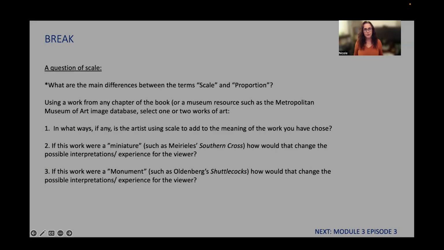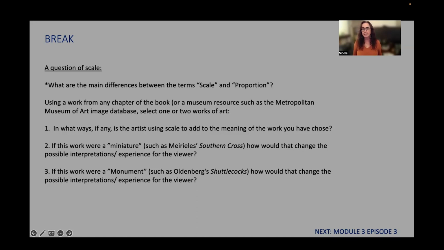And so for your discussion during this break, in what ways, if any, is the artist using scale to add to the meaning of the work that you chose? If the work were a miniature, such as Morella's Southern Cross, how would that change the possible interpretations of that work or the experience of that work for the viewer? So we're looking at one work and we're asking two questions of it. Well, three really. One, is scale a part of the importance of the work right now?